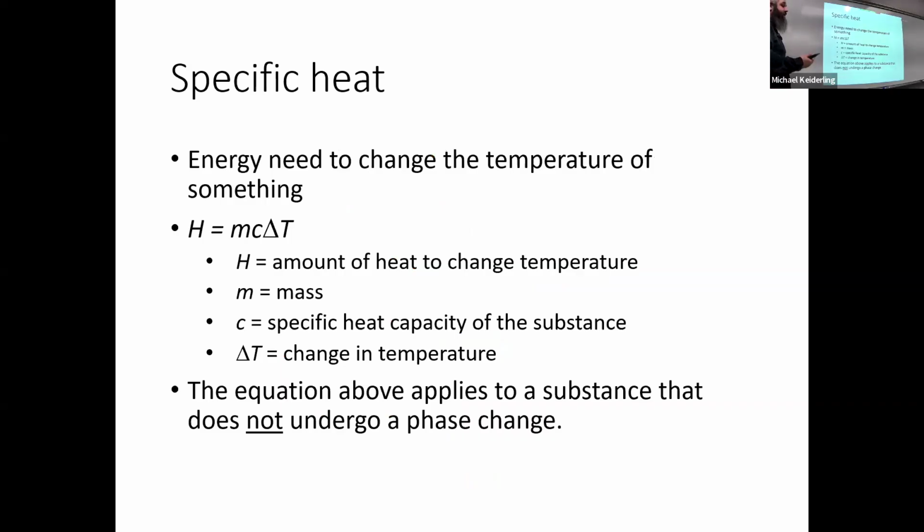Now, the energy needed to change the temperature of something without changing its state, just warming it up or cooling it down, is determined via the specific heat. So the heat required to cause a change in temperature, delta T, is the mass of the substance times the specific heat capacity of the substance, C, times the change in temperature. This equation applies when you have something that is not undergoing a phase change. If it is undergoing a phase change, you'll also have to take into account latent heat. But the heat required to warm up or cool down is the specific heat.